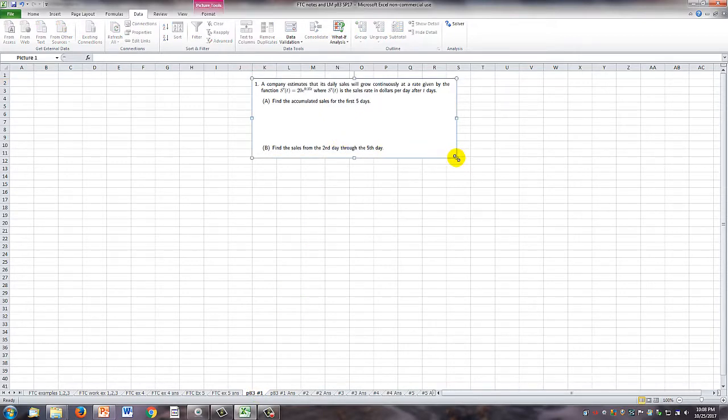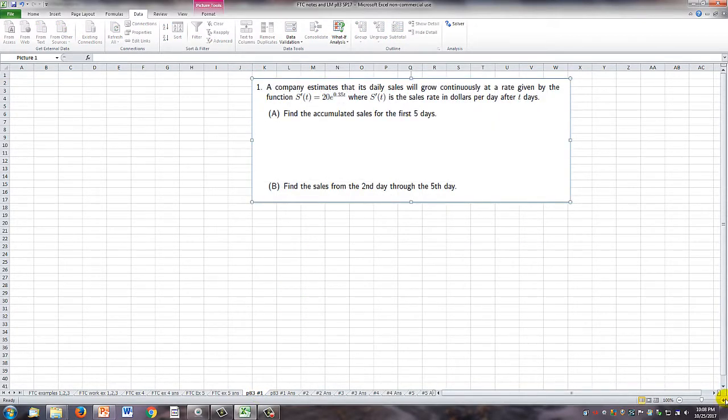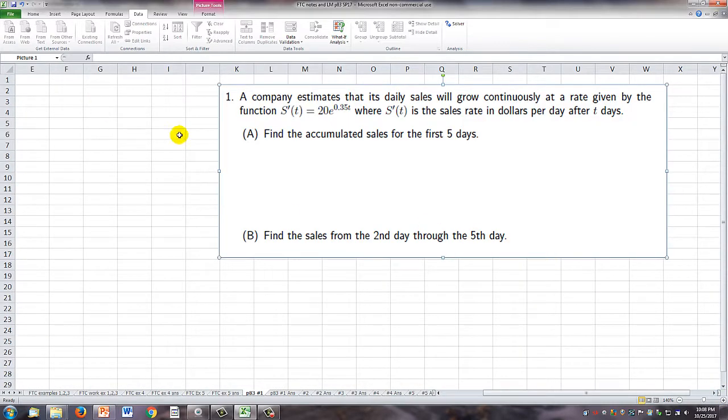Alright, let's look at this one. This one says a company estimates that its daily sales will grow continuously at a rate given by this function. I did put the prime in here, but you would know because it's a rate, and S prime of t is sales rate in dollars per day. So again, t is days, this is dollars per day, so the antiderivative would just be dollars. Dollars over days times days equals dollars.